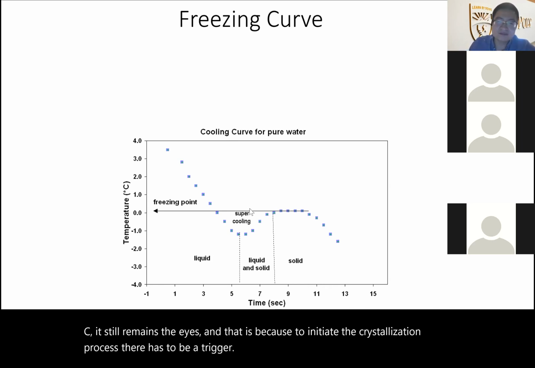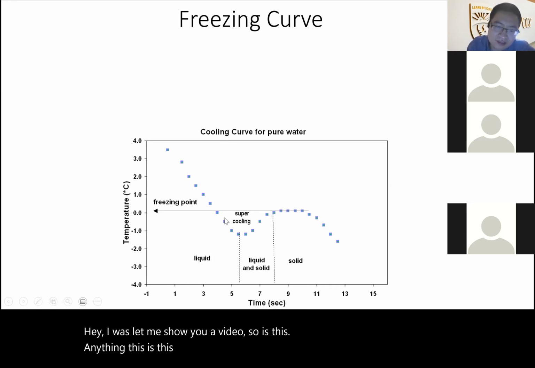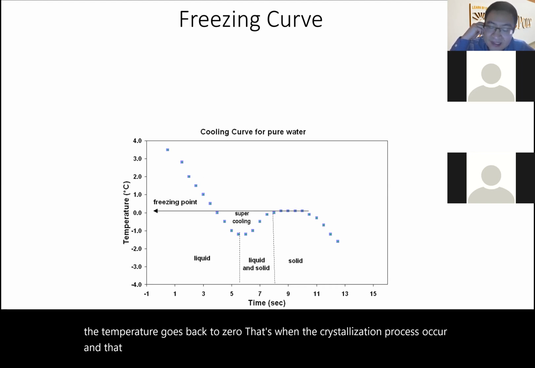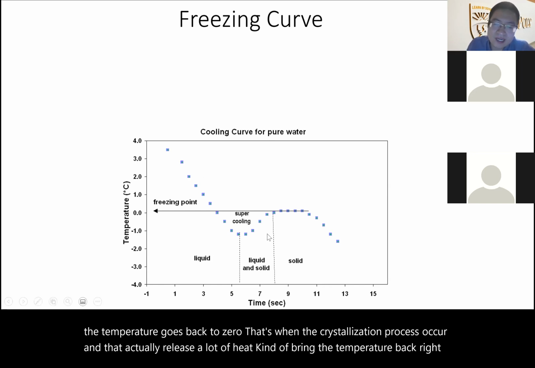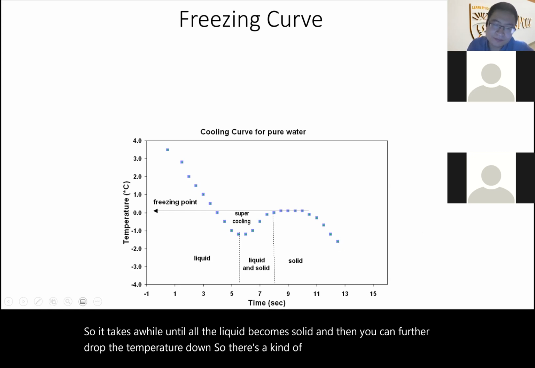Okay, let me show you a video. So, let me finish this curve first. After the supercooling, you'll see that the temperature goes back to 0. That's when the crystallization process occurs, and that actually releases a lot of heat, which brings the temperature back, right? It takes a while until all the liquid becomes solid, and then you can further drop the temperature down. So there's a kind of back and forth of the temperature.